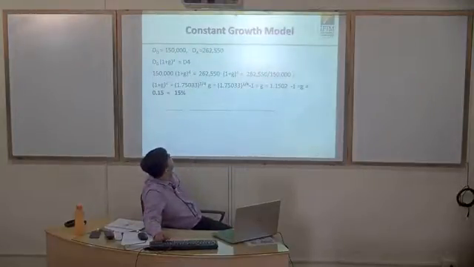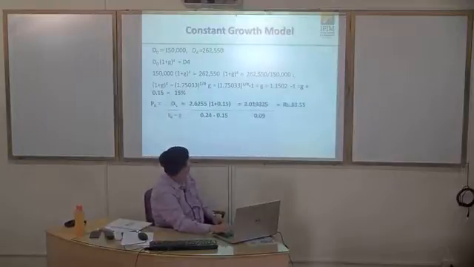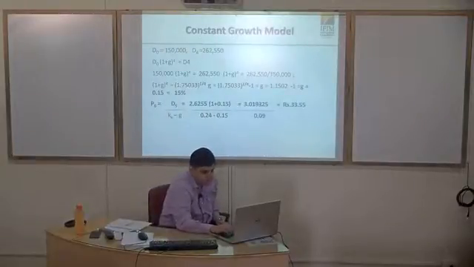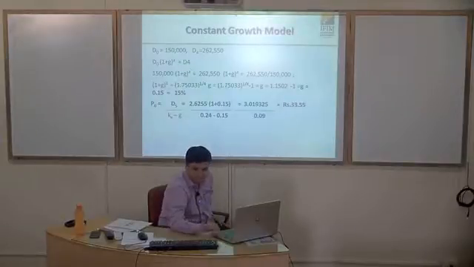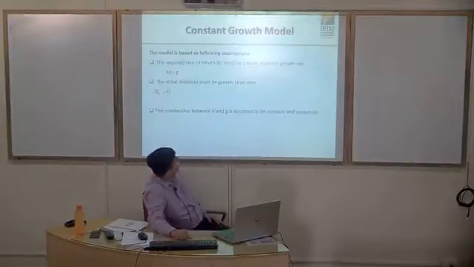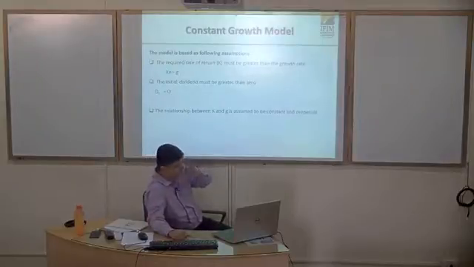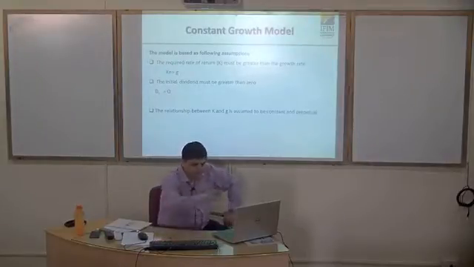1,50,000, 2,62,550. D4 is that. So if you do the math, it will become 15%, and then finally you arrive at the value 33.55 rupees as the answer. Constant growth model.